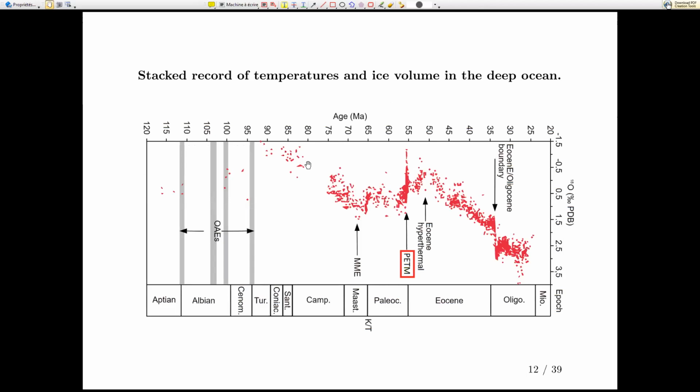So I'm not going to ask you crazy questions about this, but I just want to put your attention on this thing there. This is the history of records of temperature and ice volumes going back super long. So here is 120 million years ago. This is 20 million years ago.